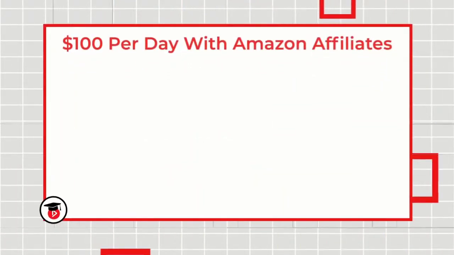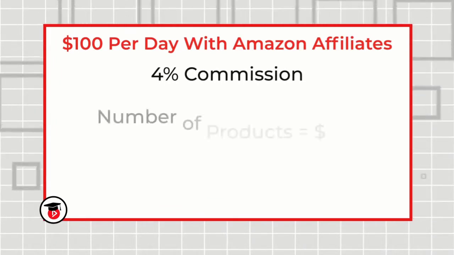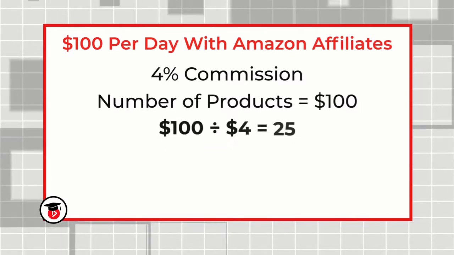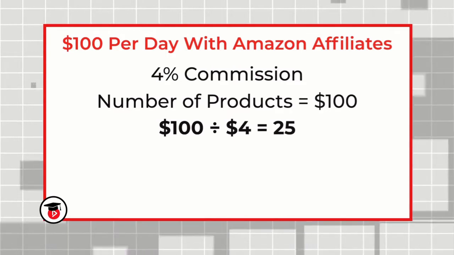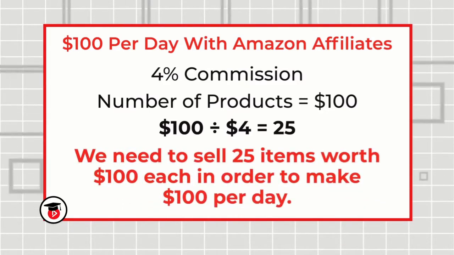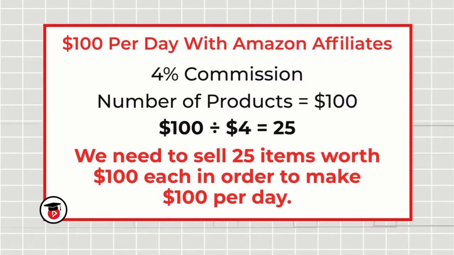At 4% commission, you're going to need to find out how many products you need to sell in order to equal $100 per day. So what we do is we take $100 and we divide it by $4, which gives us the number 25, which tells us that we've got to sell 25 $100 items at 4% commission in order to make $100 per day on Amazon.